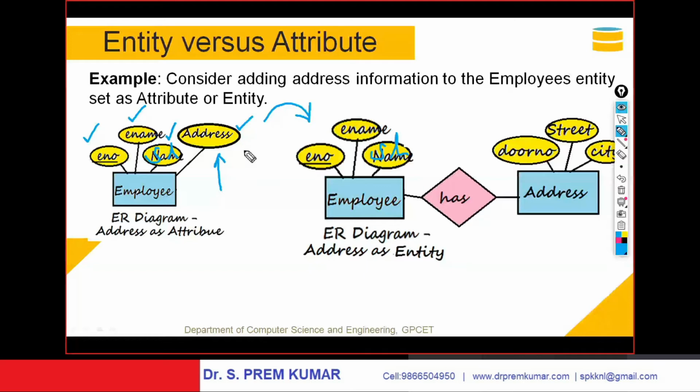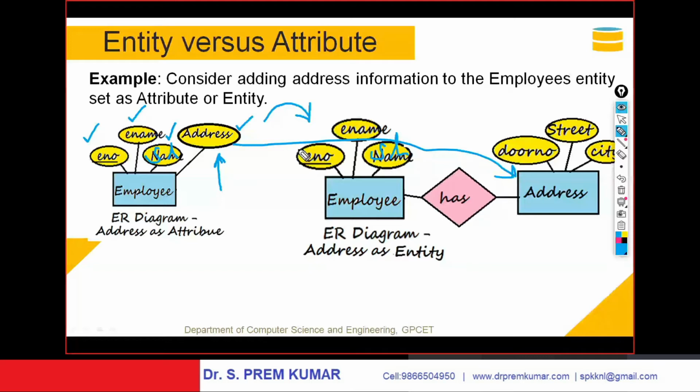Sometimes an employee may have multiple addresses. Address 1, address 2. A permanent address, a temporary address, office address, something like that. He may give his permanent residence. He may give his temporary one. Sometimes I will be there, sometimes I will be here. In such cases, if you want to preserve all those details, then better you take address as a separate entity, not as an attribute.